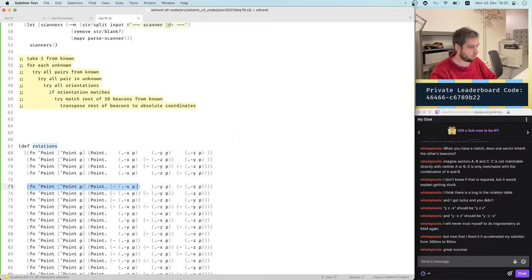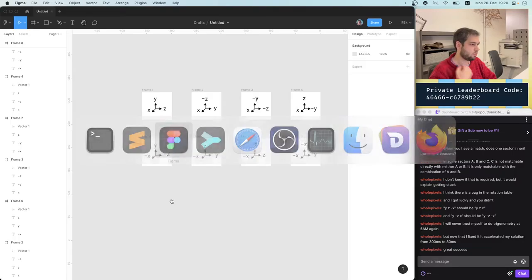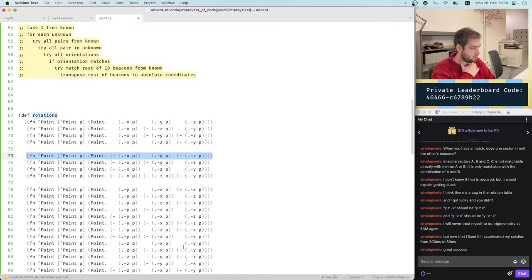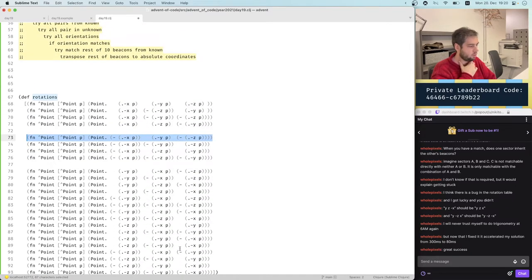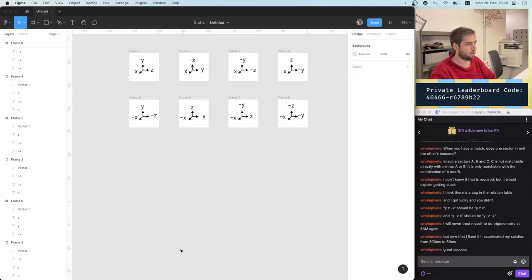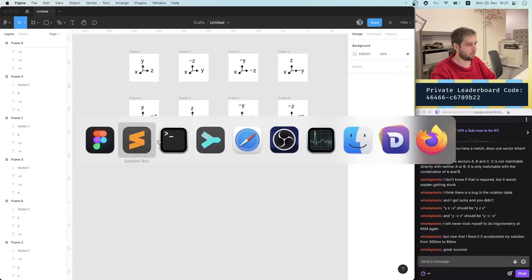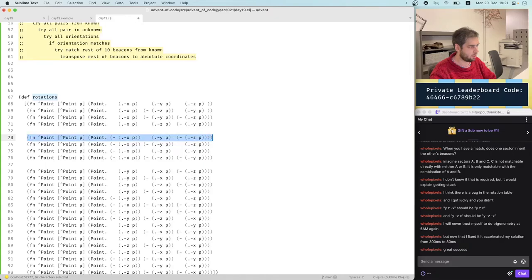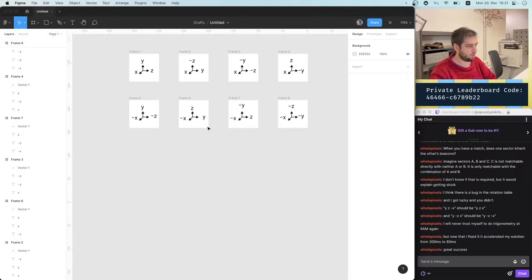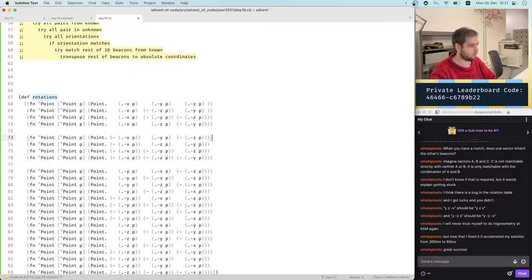Minus x, y, wait, what? I don't see such an option. Ah, minus x, y, minus z. Yeah, okay. Minus x, y, minus z. Minus x, z, y. Minus x minus y z and minus x minus z minus y. Okay, so this is checked.